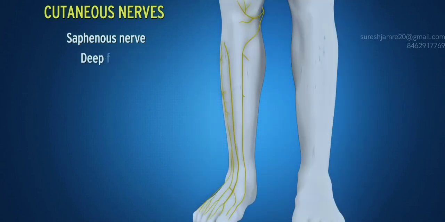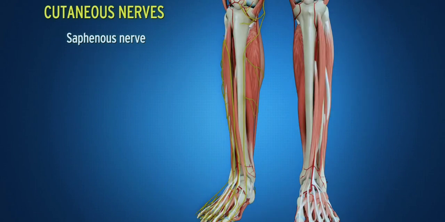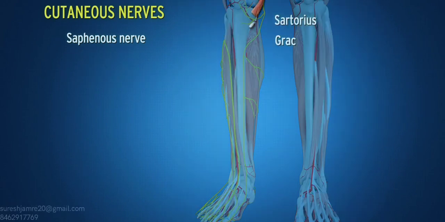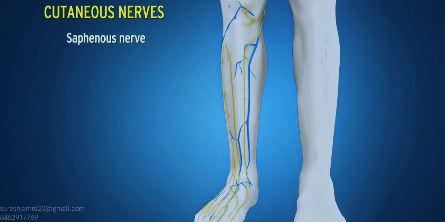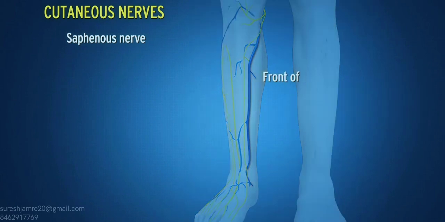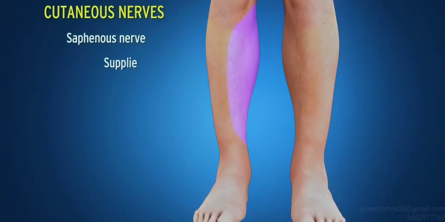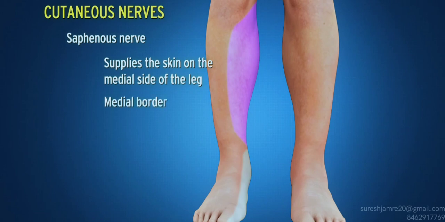It pierces the deep fascia on the medial side of the knee, between the sartorius and gracilis, and runs downward in front of the great saphenous vein. It supplies the skin on the medial side of the leg and medial border of the foot up to the ball of big toe.